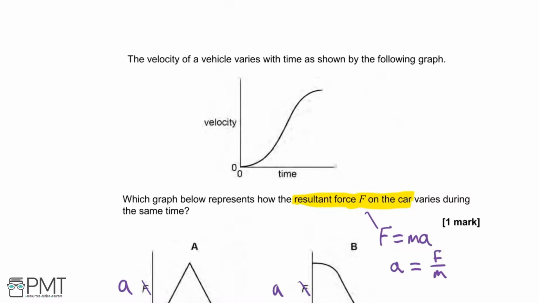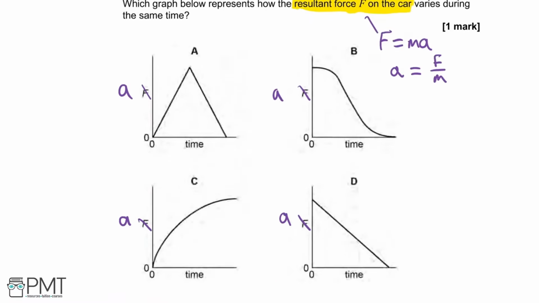So analysing the original graph, first of all, we can actually see that the gradient of the graph is 0 at the beginning and 0 at the end. Now remember, the gradient of a velocity time graph is the acceleration. So we're looking for a graph where the acceleration is 0 at the beginning, but also 0 at the end. Now this does actually tell us the answer. The only graph here where the acceleration is 0 at the beginning and the end is going to be A. So A is the correct answer because the rest of them are not 0 at the beginning and end.